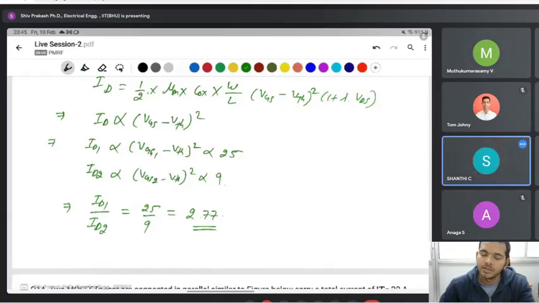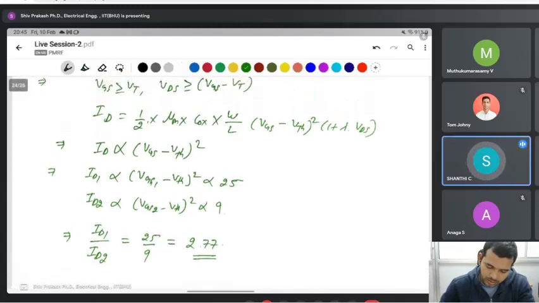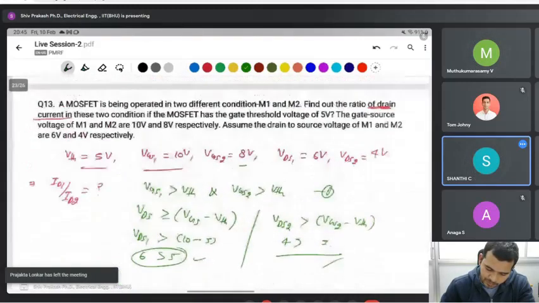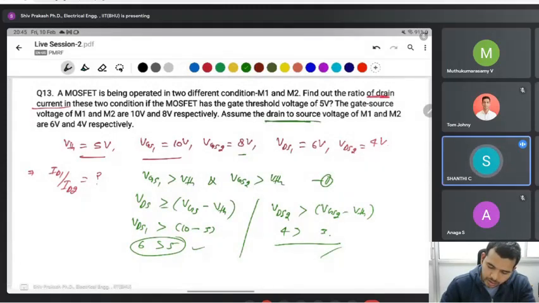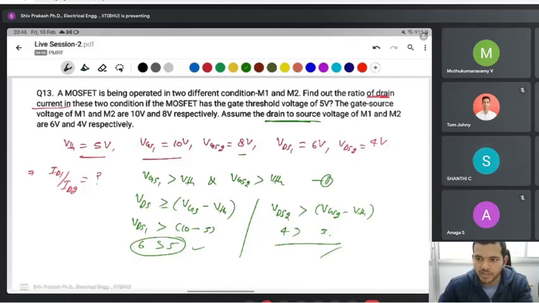Then what is the significance of VDS1 and VDS2, the drain to source voltages that are given? These are given as 6 and 4, to check whether the MOSFET is in the saturation region or cutoff region. If it is in the cutoff region, then ID is directly 0.